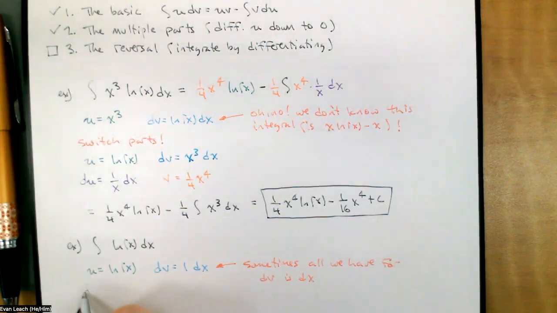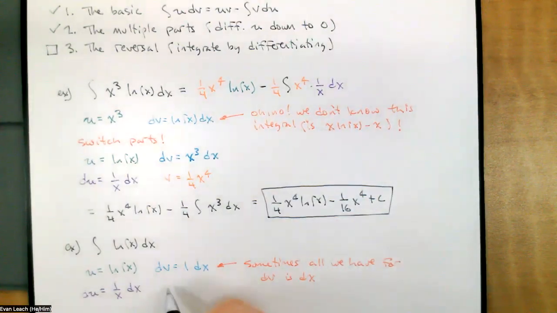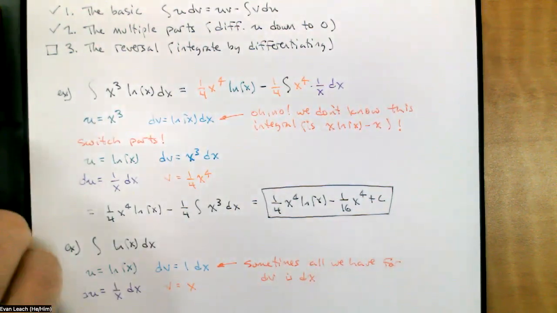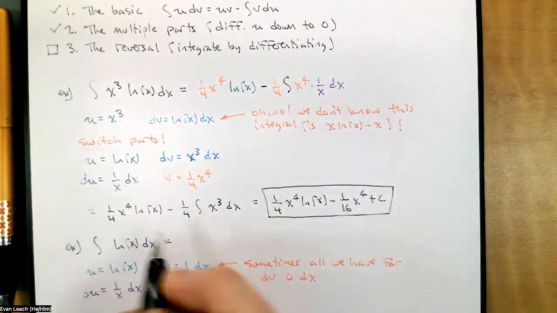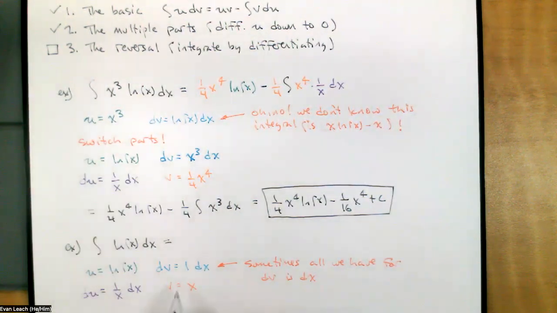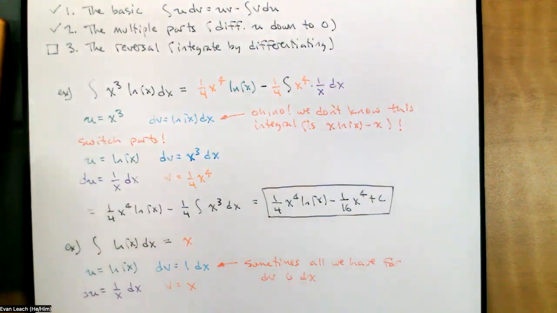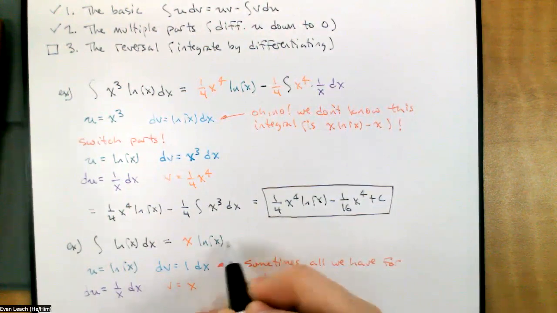We take the derivative to find du. We integrate dv to find v. And then we can put together in the parts formula. So I have uv. I'm going to write it as vu because I want my polynomial to go first.